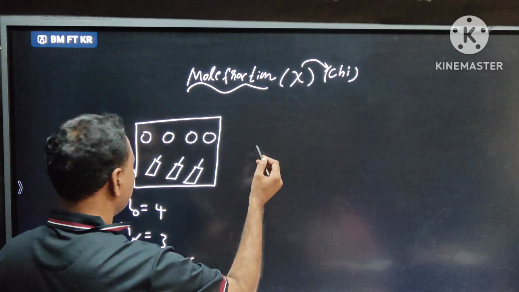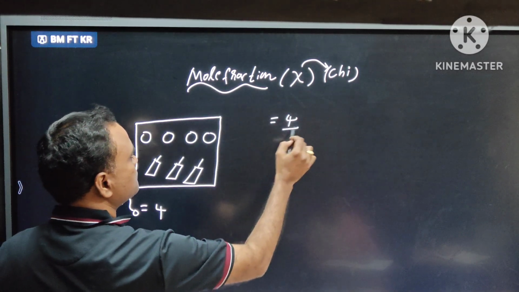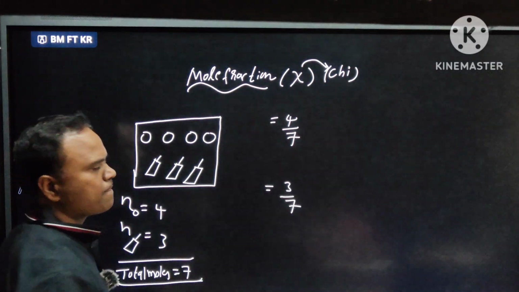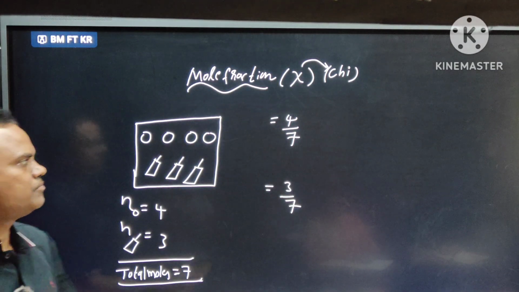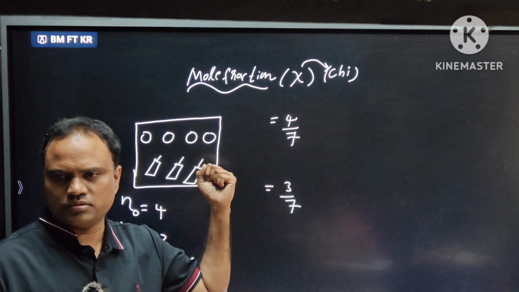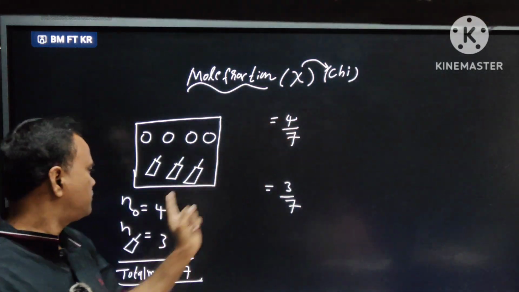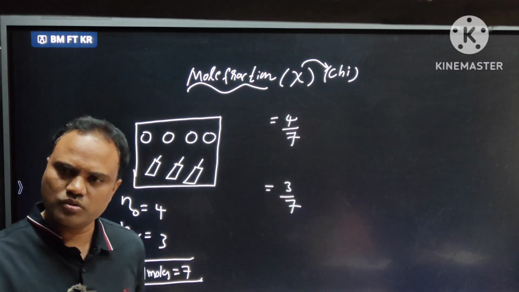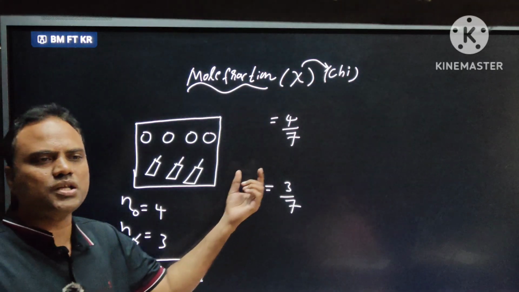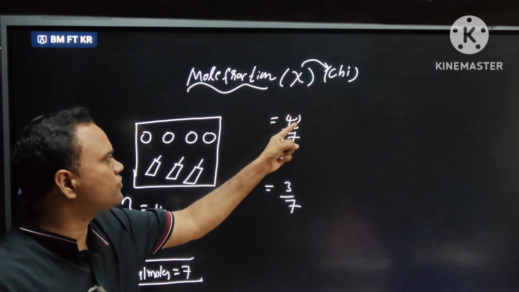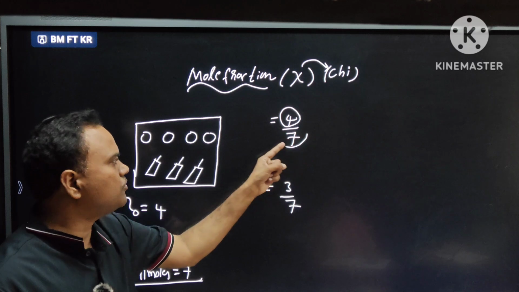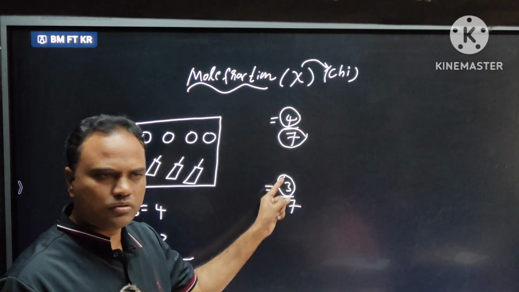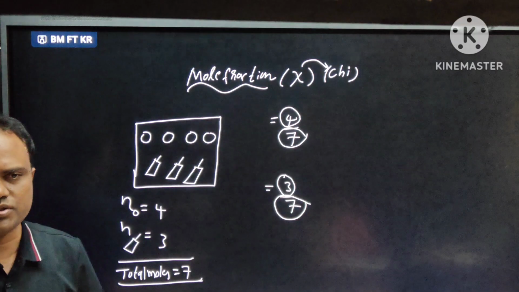Total is 7. Now you tell me what I am writing here. 4 by 7 means, what is this value? 4 by 7 and 3 by 7 means? This is the ratio. Ratio of what? Number of moles of balls by total moles. Number of moles of bats by total. That is only mole fraction. Mole fraction is the ratio between number of moles of one component to total moles of all the components.